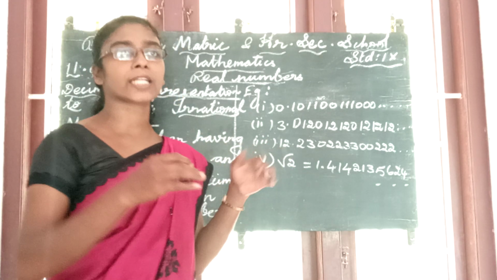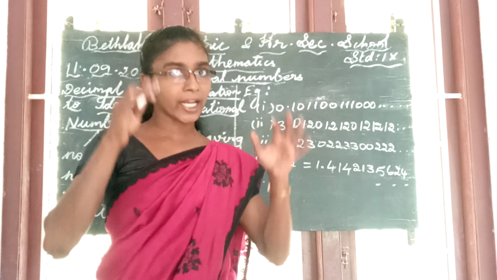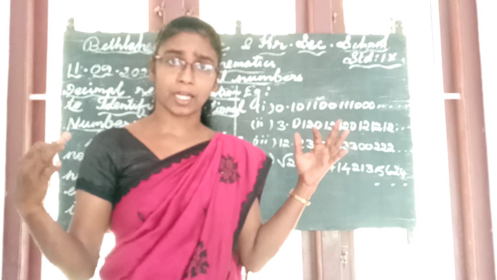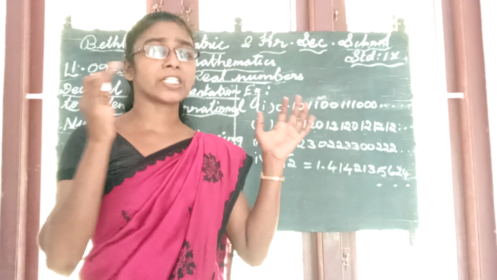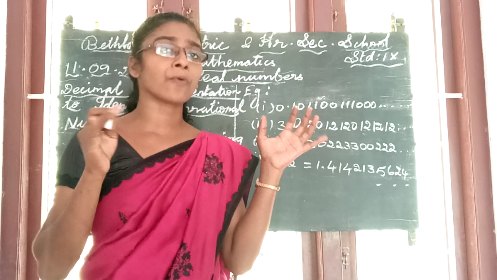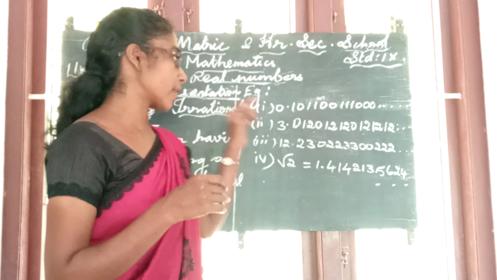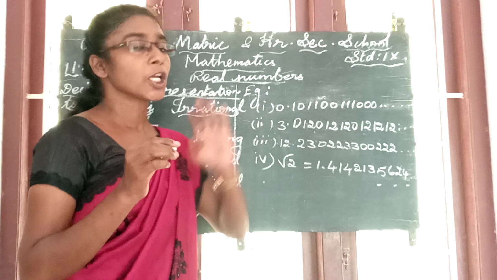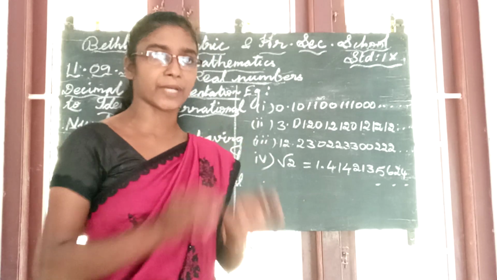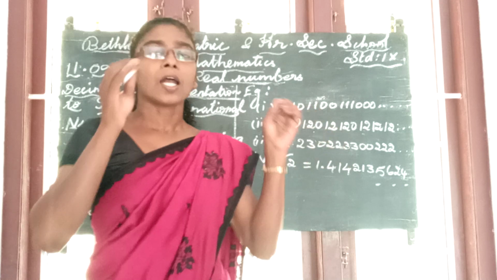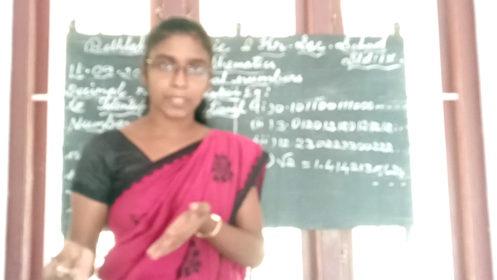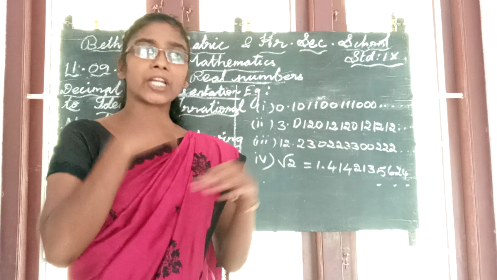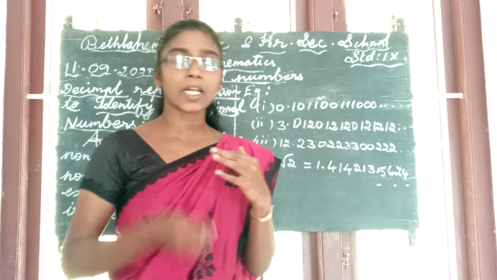Already I told you that between two numbers we have infinitely many rational numbers. In the same way, between two numbers we have infinitely many irrational numbers, between two rational numbers as well as between two irrational numbers.